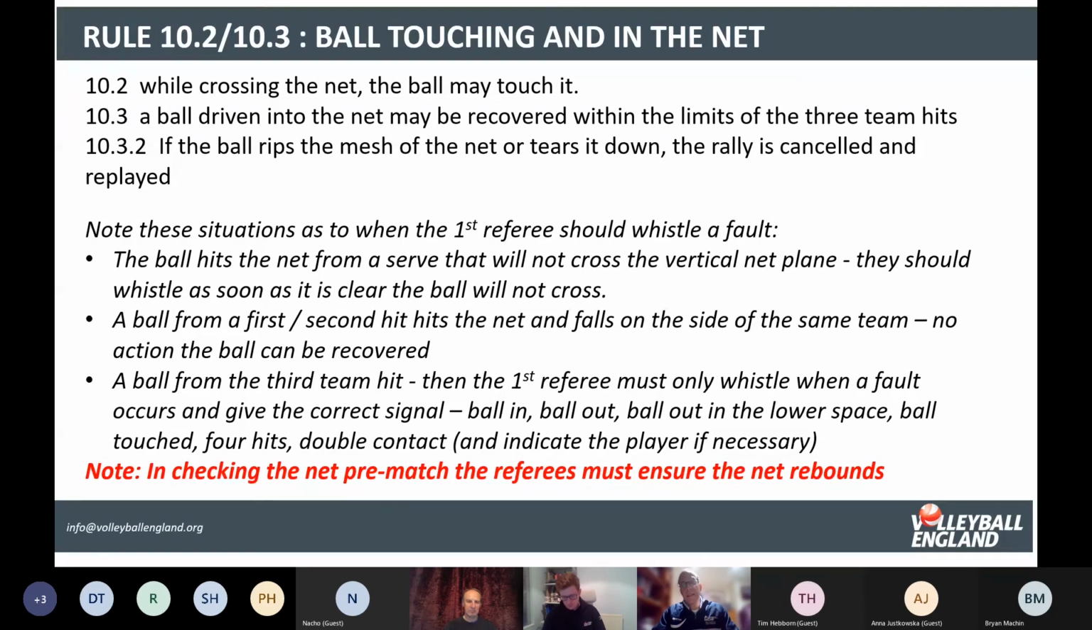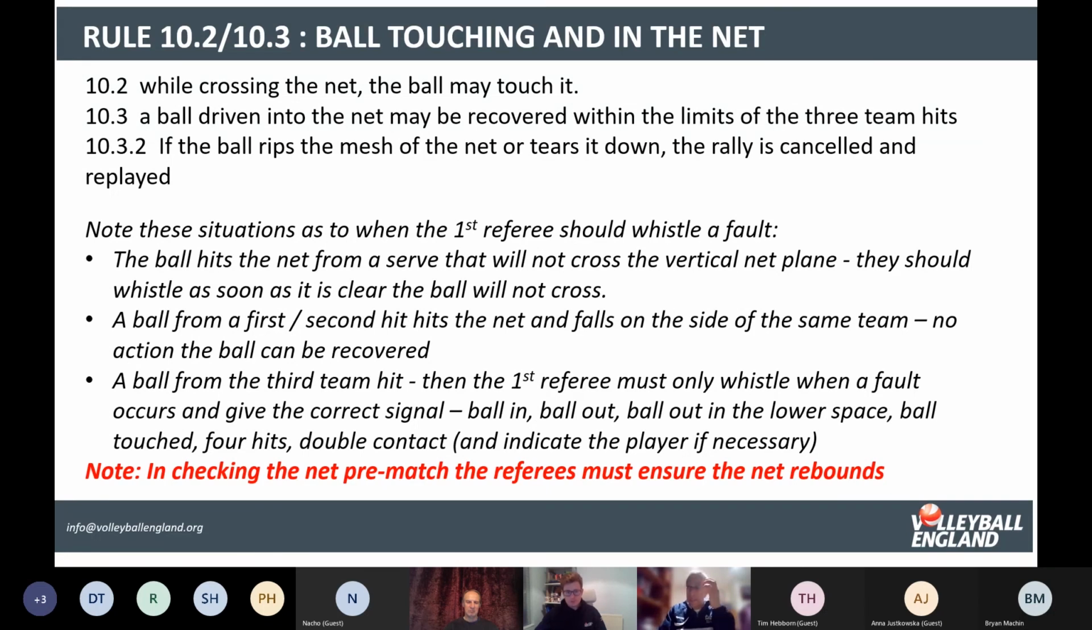Okay, and then the third situation is the third team hit, and then the first referee must only whistle when the fault actually occurs. So if the ball hits the net and it's going to come back on the side of the attacker, you wait to find out what fault is going to occur, and most likely it will be ball in, it could be ball out, it could be ball out in the lower space, it could be ball touched, it could be 4 hits, it could be double contact, i.e. the player that attacked it plays it again. And you may need to indicate the player as necessary, but only whistle when the fault occurs, not just that the ball has hit the net and it's not going to go over.